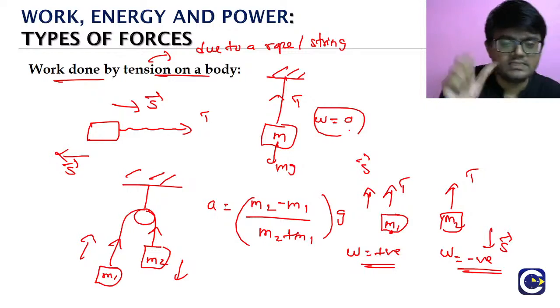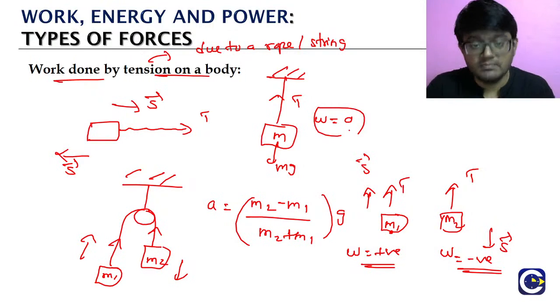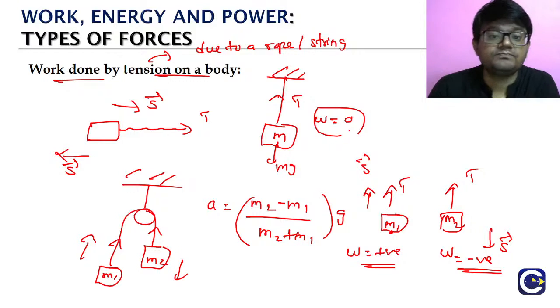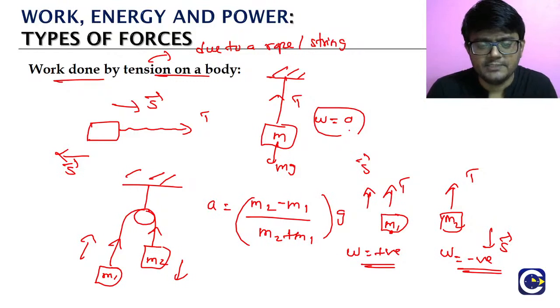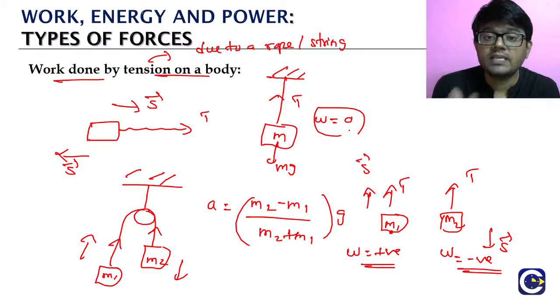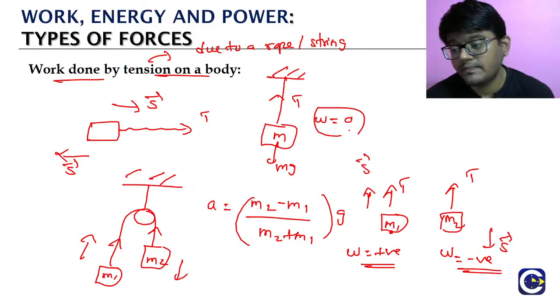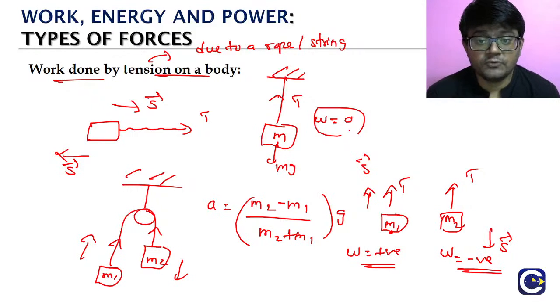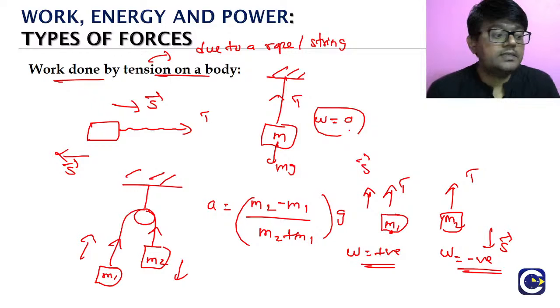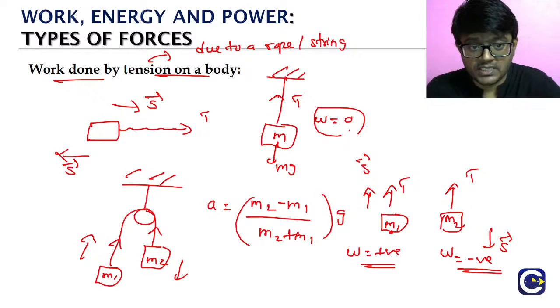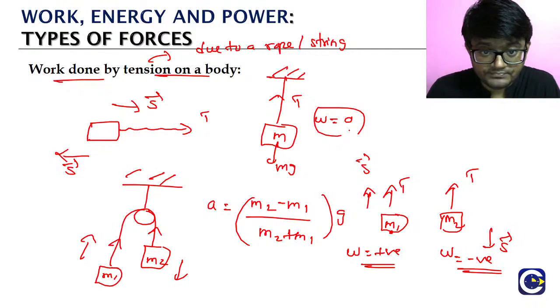So what is the message? Work done by tension can be positive when the displacement is along the tension force. Work done by tension can be negative when the displacement is in the opposite direction. And work done by tension can also be zero. If there is no displacement, then what is the work done going to be? There can be a tension force, but work will be zero if there is no displacement. Okay, so these are the kinds of situations we can have for the work done by the tension force.